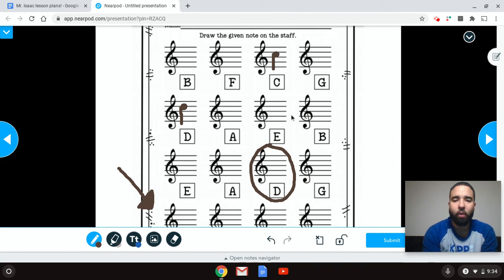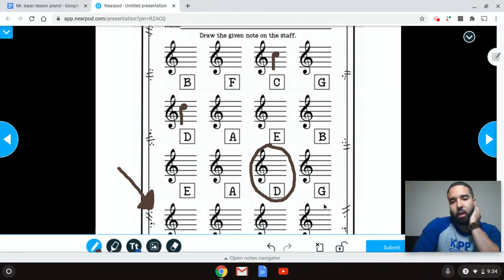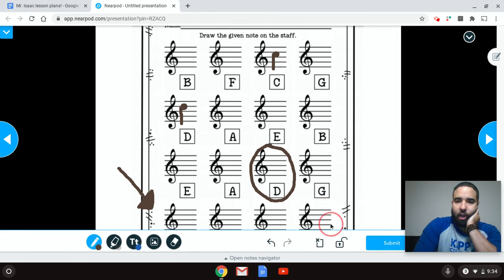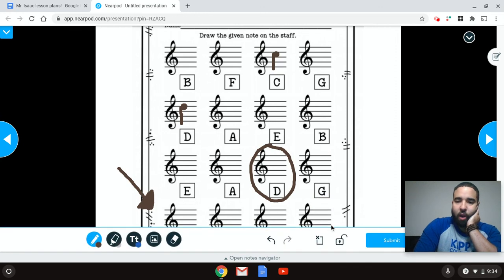I'm gonna do one more for you so that I can finish this out, and then you guys can finish your exit ticket on your own. All right. I'm gonna do this E right here. I'm gonna do the one on the space. Every good boy does fine. If I was doing it on the line, it would be on the first line, but I'm gonna do the ones on the space.